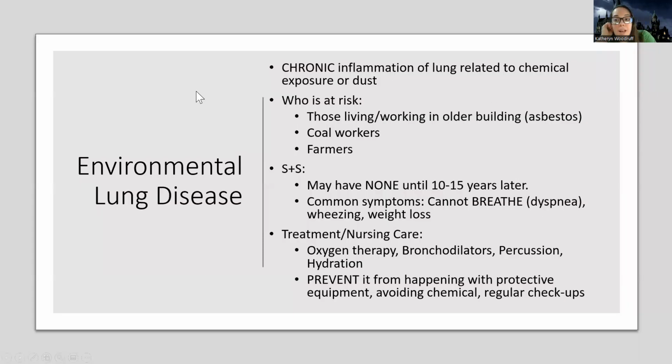So last but not least, let's talk about environmental lung disease. I have this at the end because it's very similar and looks a lot like COPD, but it has a different cause. It's a chronic inflammation of the lung, and it's usually related to chemical exposure or dust. These are people that may have been exposed to asbestos, or coal workers that work in a coal mine, and farmers, because of pesticides, are also at risk. Many people have no symptoms until 10 or 15 years later. They go to occupational health with a lot of signs like COPD: they can't breathe, they're having dyspnea, wheezing, weight loss, and so on.